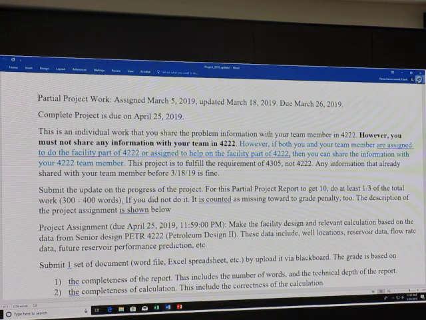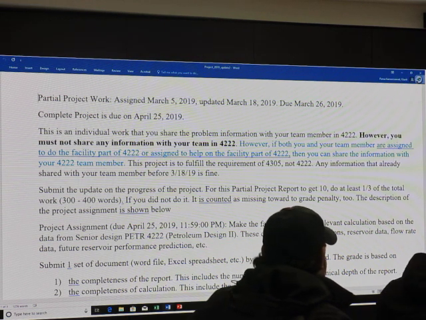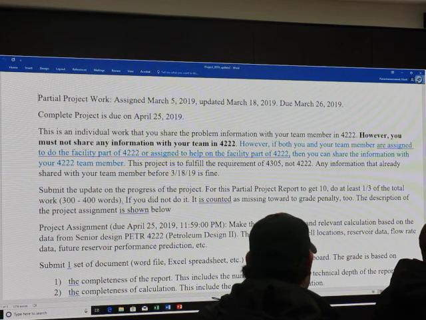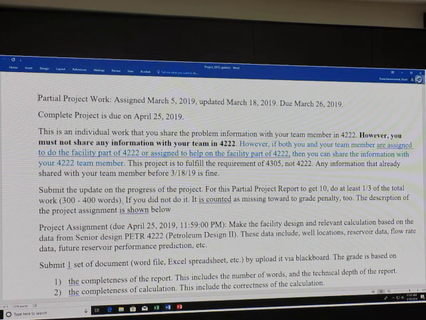So who has to do the facility portion in 4222? Okay, who doesn't have to do anything on the facility portion of 4222 at all? It's not your responsibility. So most of you, right? So just some of you, okay, stand up. Who has to do the facility portion on 4222? Stand up. Are you the only one to do it in your team? Who is the only one to do it in your team? Sit down. So who has to work with your team member on facility portions? Only one person normally? Then how do you break it? So this means you should not share anything with your team member then. Okay, not share anything. So this assignment is for this course, not 4222, but we take information from that course.